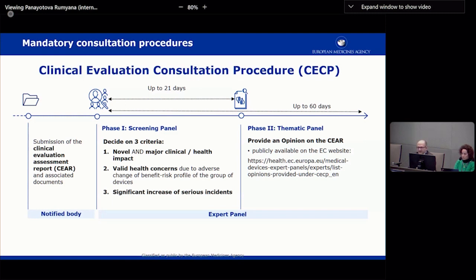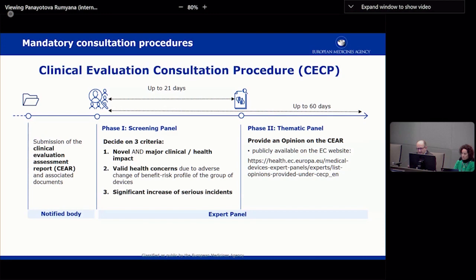These are publicly available on the Commission's website. I have here the link for you in case you want to check those that are published. Some of them are redacted while the conformity assessment process is still ongoing.